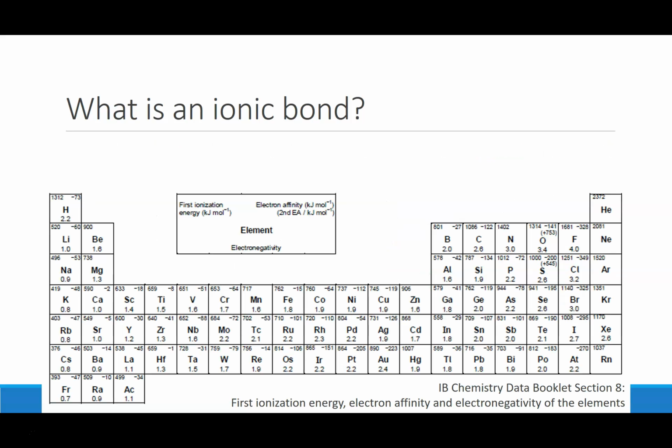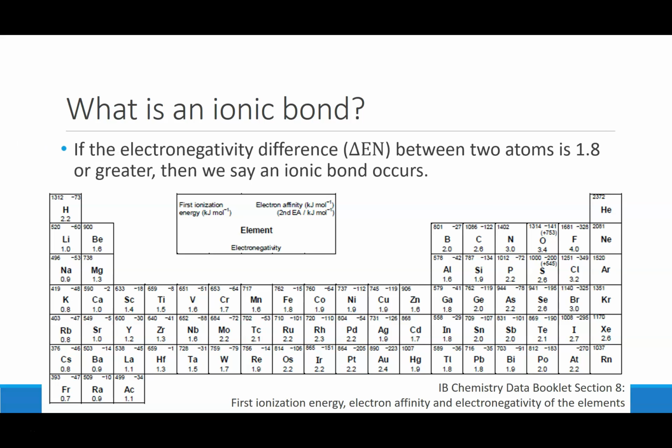One way of telling whether an ionic bond may form between two atoms is by finding the difference in their electronegativities. We say that if the electronegativity difference is 1.8 or greater, then an ionic bond occurs. However, the best method to determine whether an ionic bond occurs is to simply remember that an ionic bond occurs between a metal and a nonmetal.